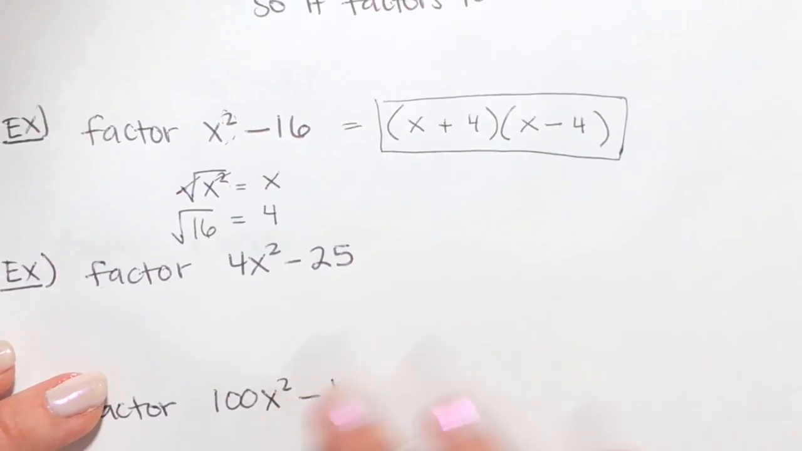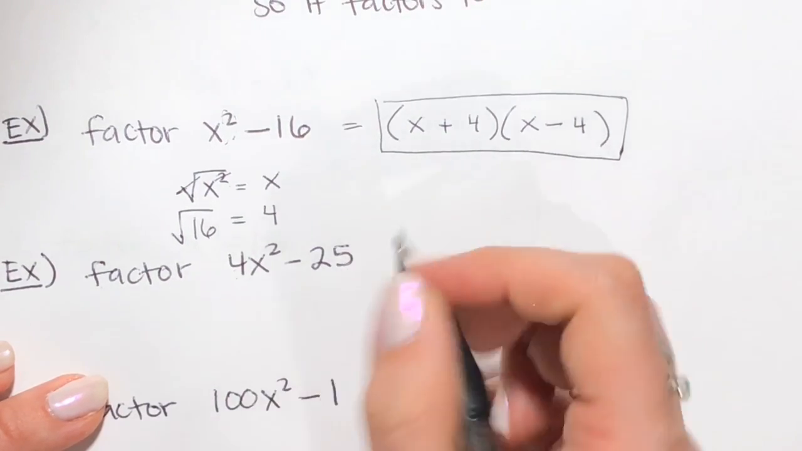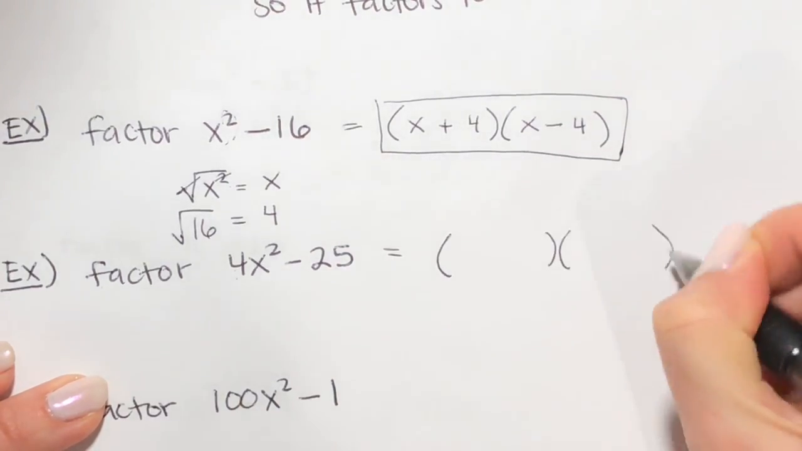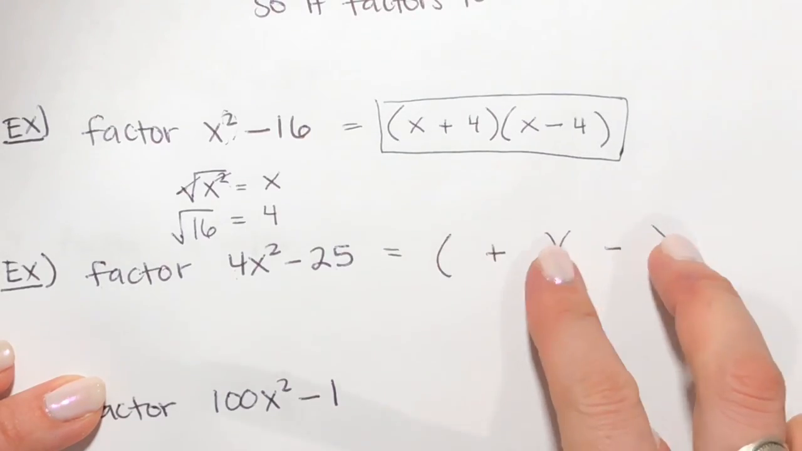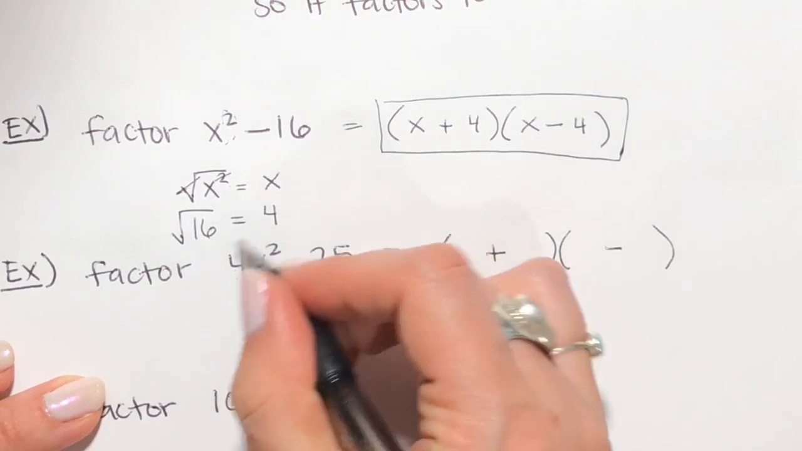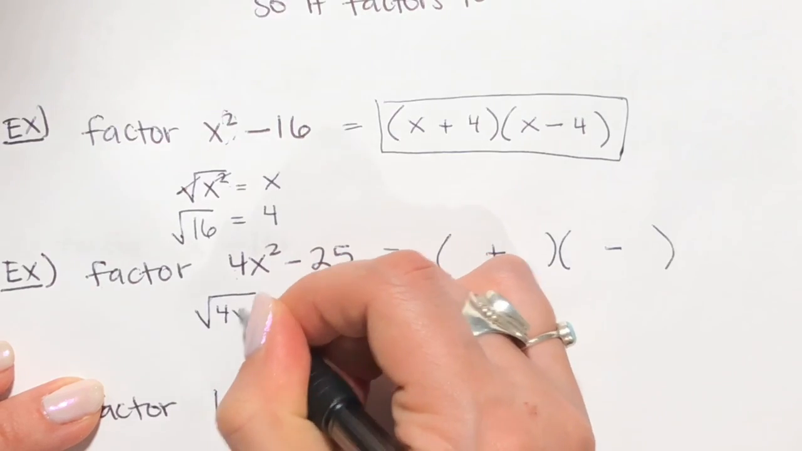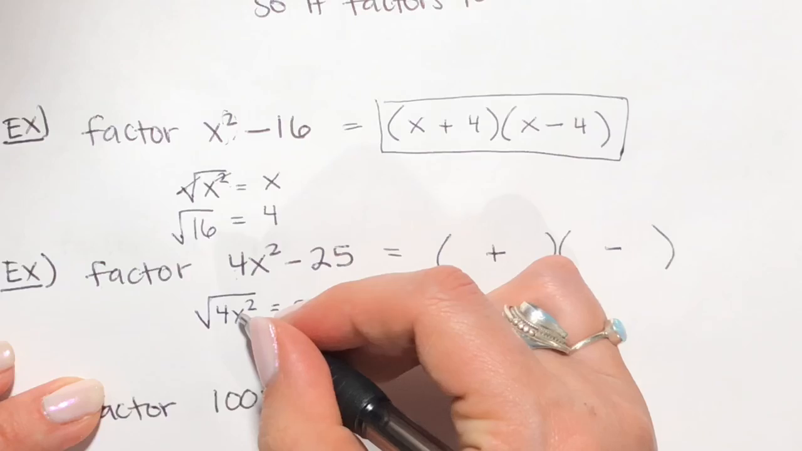Let's try another one. 4x squared minus 25. 4x squared is a perfect square, so is 25. So again, to do my factored form, I'm going to have one be a plus, one be a minus. I just need to get the front parts and the back parts. We get those by taking the square root of each part. So the square root of 4x squared, well, the square root of 4 is 2, and the square root of x squared is just x.